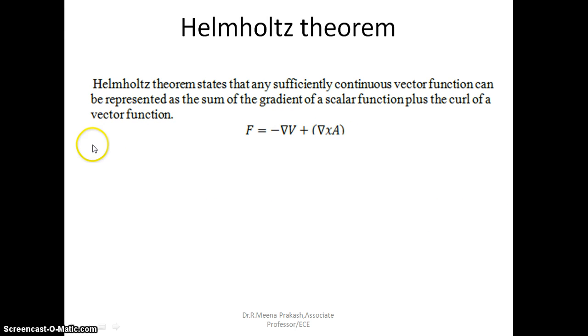The Helmholtz theorem is one important concept. It states that any sufficiently continuous vector function can be represented as the sum of the gradient of a scalar function plus the curl of a vector function. So F equals minus del V plus del cross A, where del V is the gradient of the scalar function V, and A is the vector function. So any continuous vector can be represented as the addition of the gradient of a scalar and the curl of a vector. This is called the Helmholtz theorem.